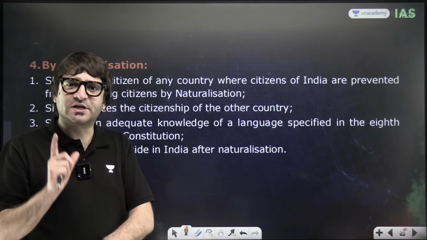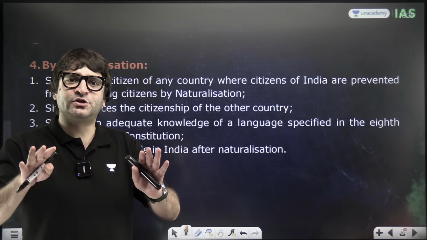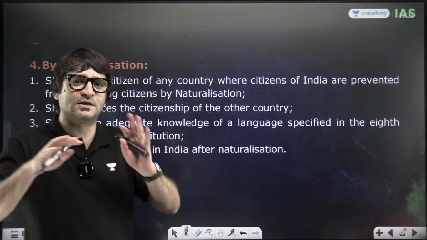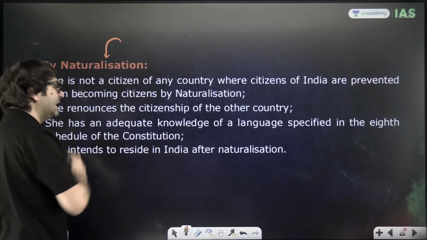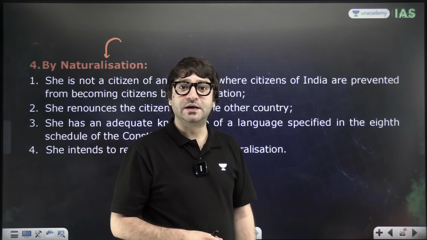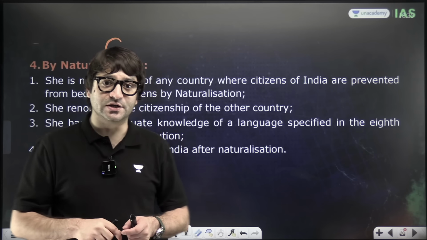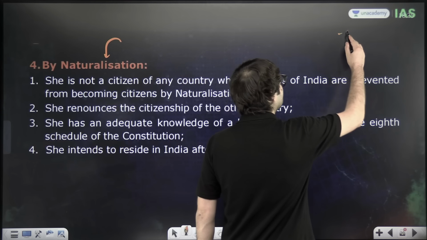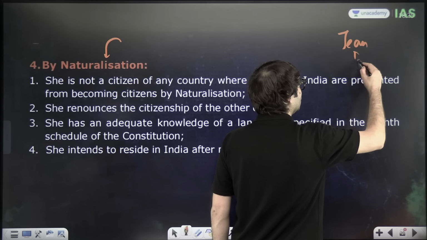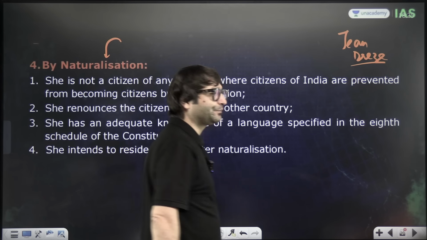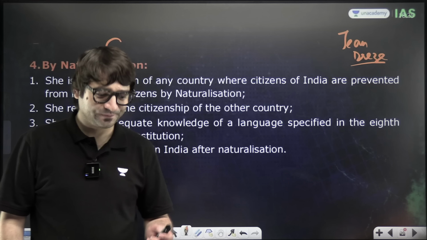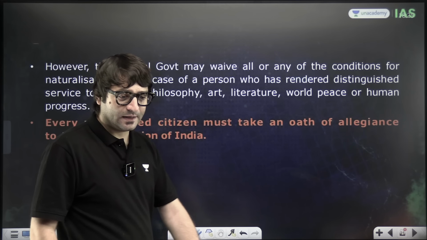If you follow these conditions, you will become eligible to apply for Indian citizenship through naturalization. That's how Adnan Sami became an Indian through naturalization. Mother Teresa became an Indian through naturalization. Professor John Draze became an Indian through naturalization. But there is another catch, another interesting condition.